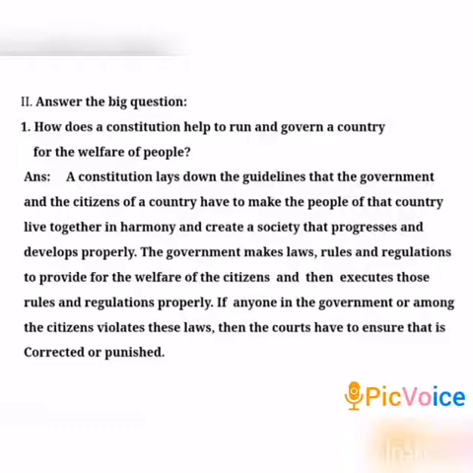Okay. Say it again. A constitution lays down the guidelines that the government and the citizens of a country have to follow to make the people live together in harmony and create a society that progresses and develops properly. The government makes laws, rules and regulations to provide for the welfare of the citizens and executes those rules properly. If anyone violates the laws, then the court has to ensure that it is corrected or punished. Okay, students, three short question answers, one big question answer.